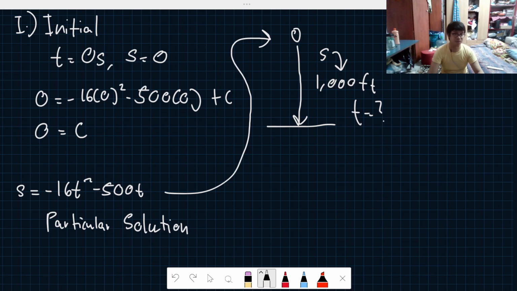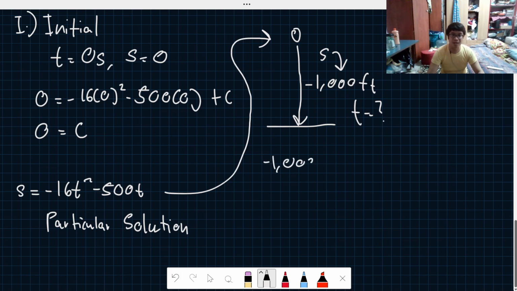Is it 1,000 feet? Yes, but negative. Your S here would be negative 1,000 feet. Why is it that your displacement, which is 1,000 feet, is negative? Because you're still going down, right? Again, the body drops. You're going down, right? So therefore, you're going to substitute your S as negative 1,000 feet.